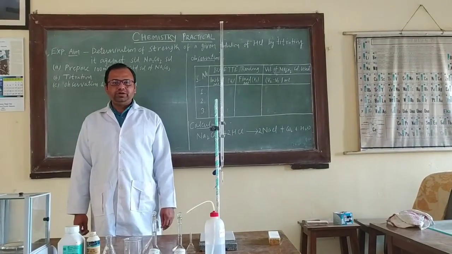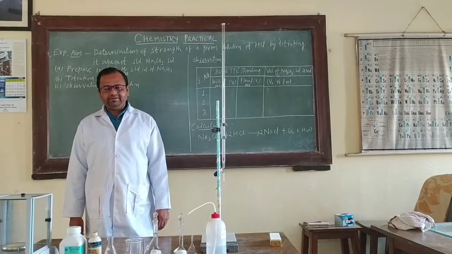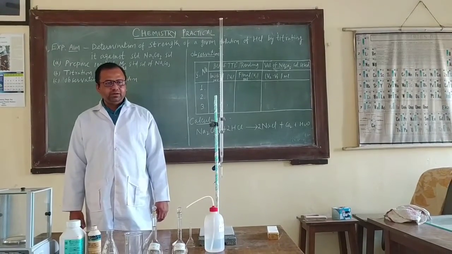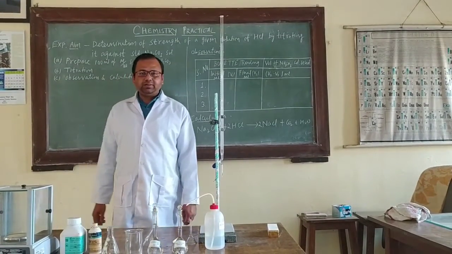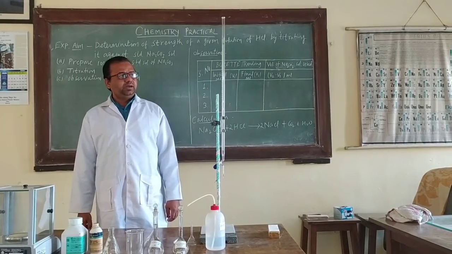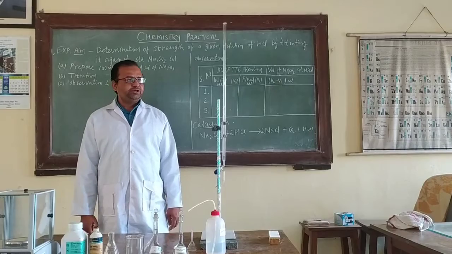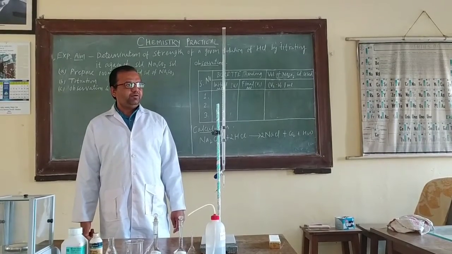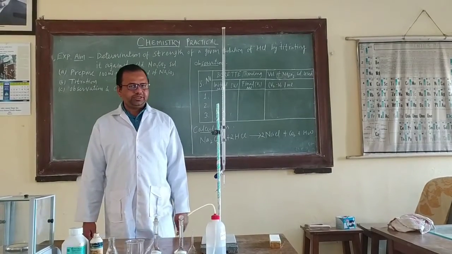Today we are going to do an experiment of volumetric analysis. In volumetric analysis, we measure the quantity in terms of concentration. For this we do titration. In titration, we determine the concentration of an unknown solution with the help of a solution of known concentration.